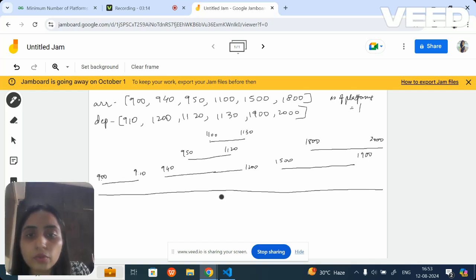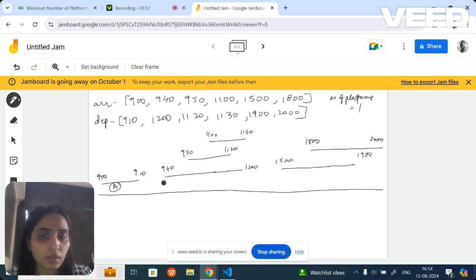Now you will be wondering, okay, we have created these ranges, but how do we find out the number of platforms? We know that there is at least one platform that we need, correct? So for the first train that comes at 9 o'clock, there is already one platform. Let me name that platform A1. A train comes at 9 o'clock and leaves at 9:10. No problem. One platform I have already allocated, and it will leave at 9:10.